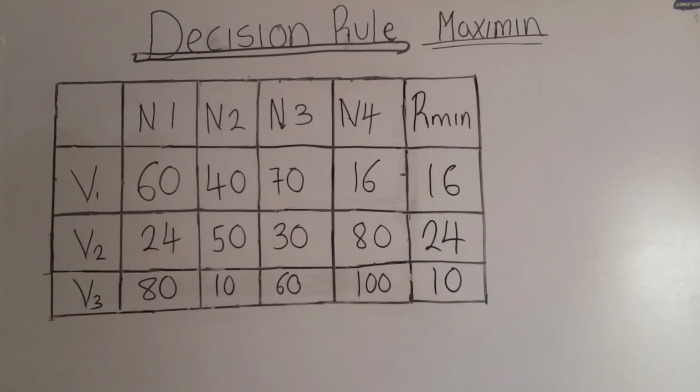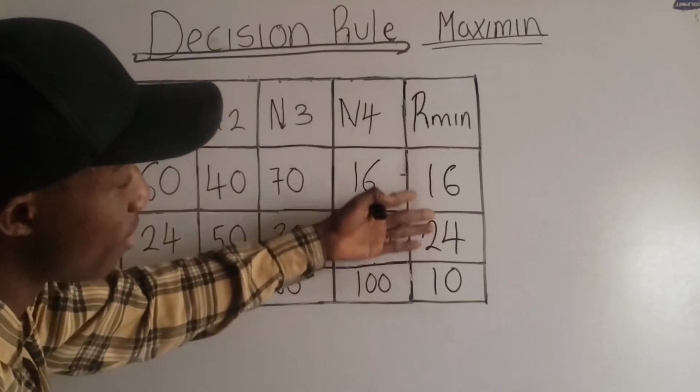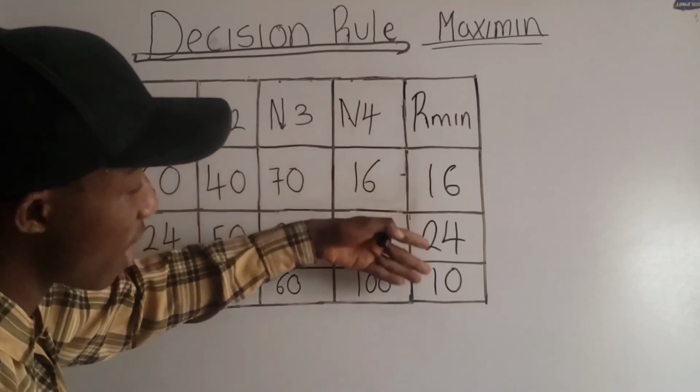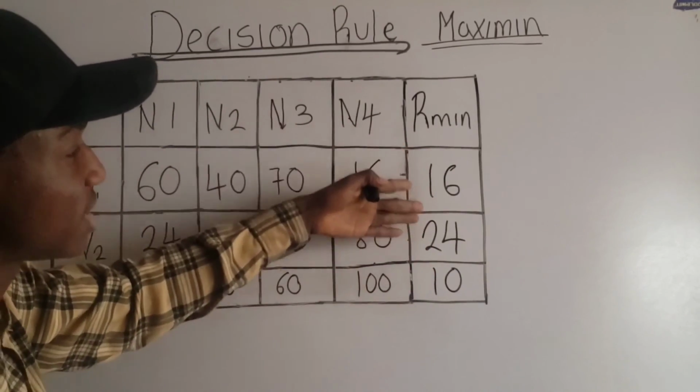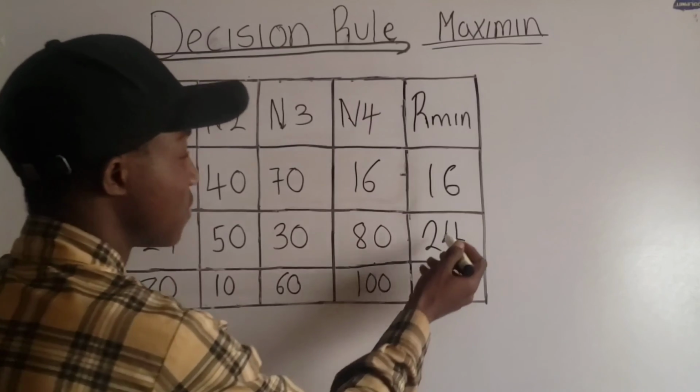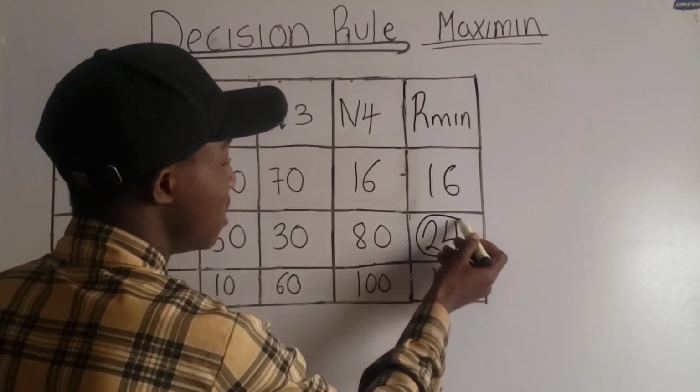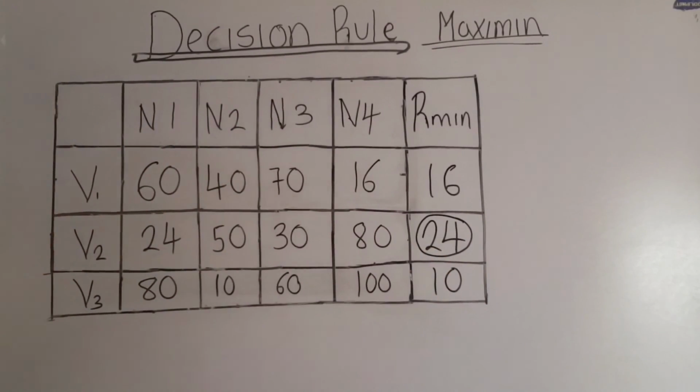And as the name implies, don't forget that we have to choose the maximum of the minimum, that is the maximum among the minimum payoffs. We have already listed the minimum payoff associated with the strategy of the farmer. Don't forget that the strategy of the farmer is the maize varieties that he has. So let us choose the maximum among the minimum. As you can see, we have 16, 24, and 10. The maximum among these numbers is 24. So we are going to go with 24 according to the Wald Maximin Criterion.